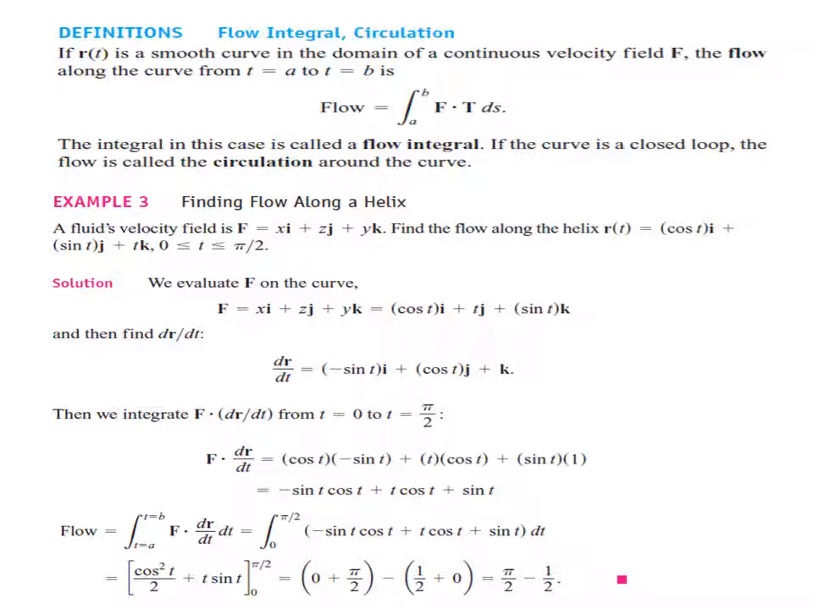Now let us find the flow. Flow is equal to the integration from t = 0 to pi by 2 of F dot dr by dt dt. So that can be written as the integration from 0 to pi by 2 of minus sin t cos t plus t cos t plus sin t with respect to t. Let us integrate this function. We get cos square t by 2 plus t sin t. Let us apply the upper limit pi by 2 and lower limit 0. So therefore we get pi by 2 minus half.